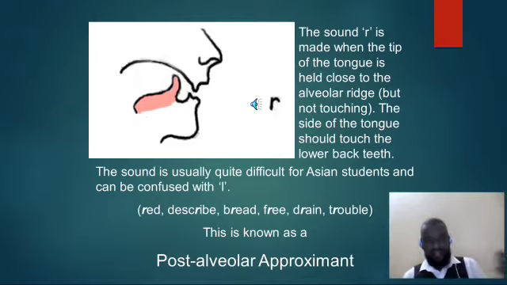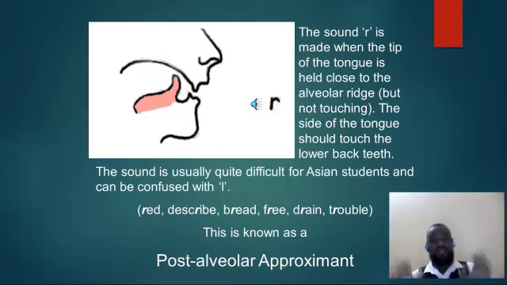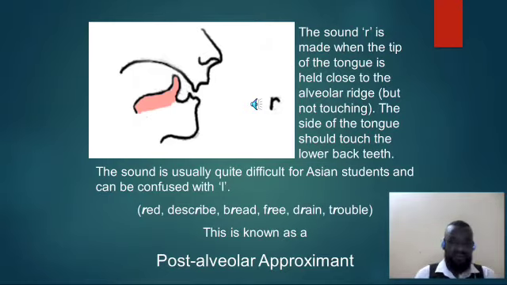The sides of the tongue also touch the lower back teeth. Now practice this sound, the "r" sound. If you practice it, we will note the alveolar ridge, but not touching, and the sides of the tongue should touch the lower back teeth.